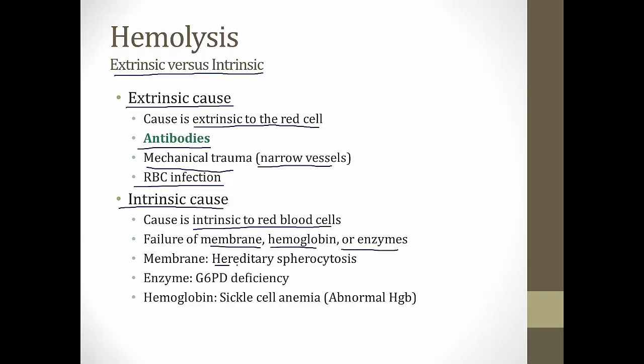So for example, hereditary spherocytosis is the classic membrane-caused hemolytic anemia. A G6PD deficiency is the classic hemolytic anemia due to an enzyme deficiency. And then in many hemoglobinopathies, including sickle cell anemia, there's abnormal hemoglobin, and this leads to hemolysis. And those are all intrinsic causes of hemolytic anemia.